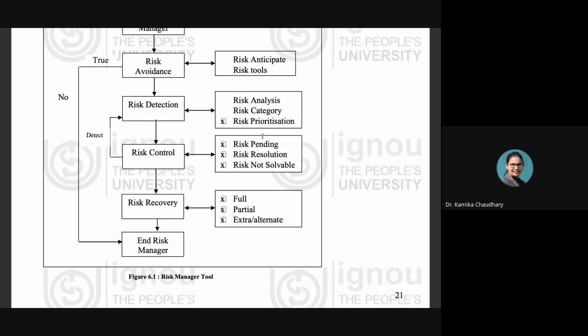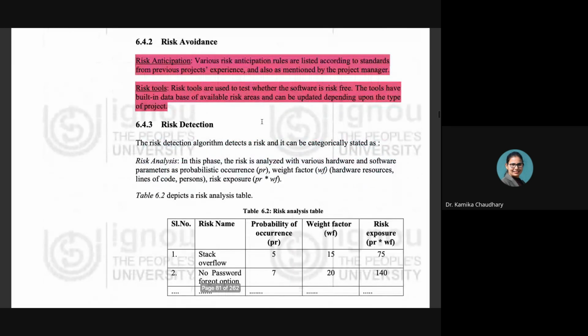Then the recovery of the risk happened, and there were three kinds of risk recovery. First was the full recovery of the risk, then partial recovery, and then proposing an alternate for that particular situation if the risk cannot be recovered. That was the last point discussed in the class.